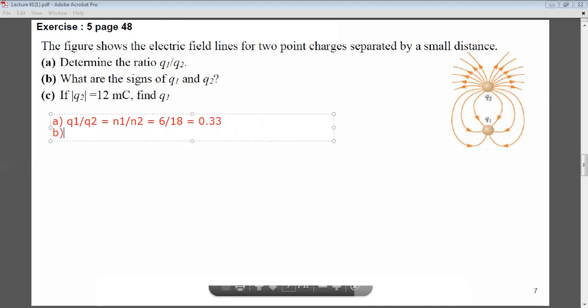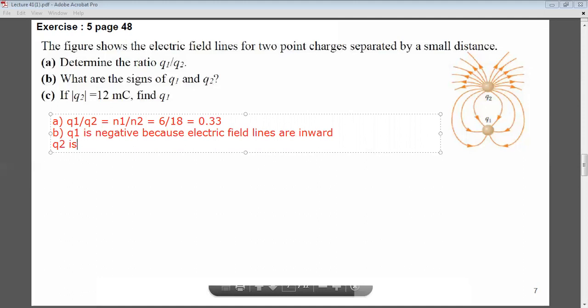Part B, what are the signs of Q1 and Q2? At Q1, the electric field lines are inward, so Q1 is negative, because electric field lines are inward. What about Q2? They are outward. So Q2 is positive, because electric field lines are outward.